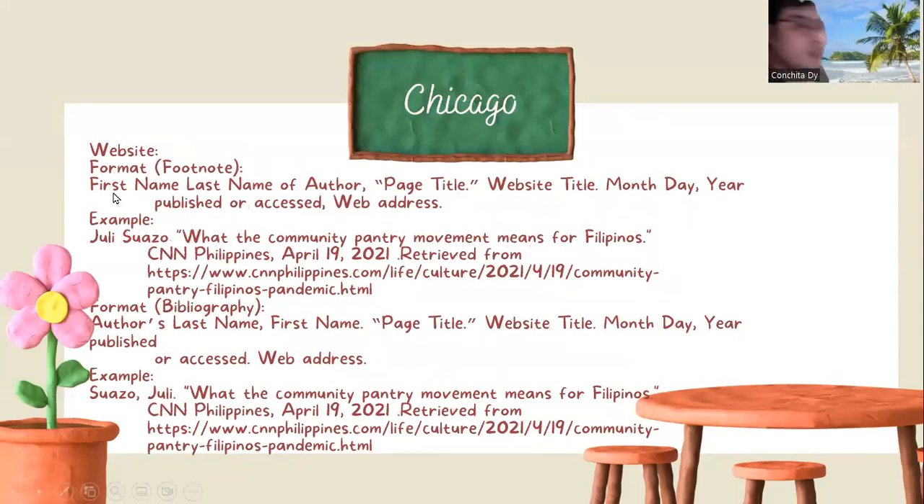Tapos website naman, ganun din. So Julie is the first name, Suazo is the last name, then here's the page title, or the website title, what the community pantry movement means for Filipinos. Then the publisher is CNN Philippines in April 19, 2021, month, day, year, tapos web address ito. Tapos yung bibliography naman, Suazo, Julie, then last name, first name, page title, website title, month, date, and year. So ito yung mga formats na kailangan natin pag-aralan.